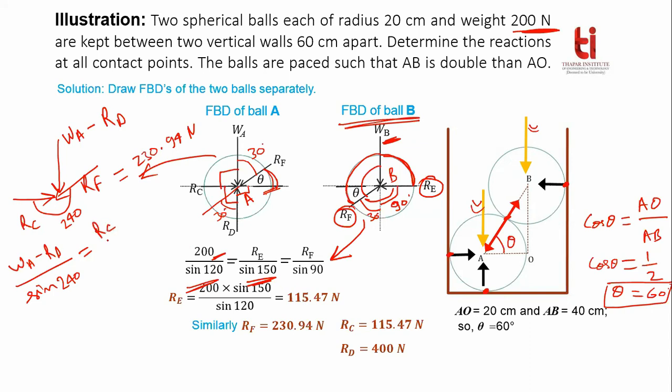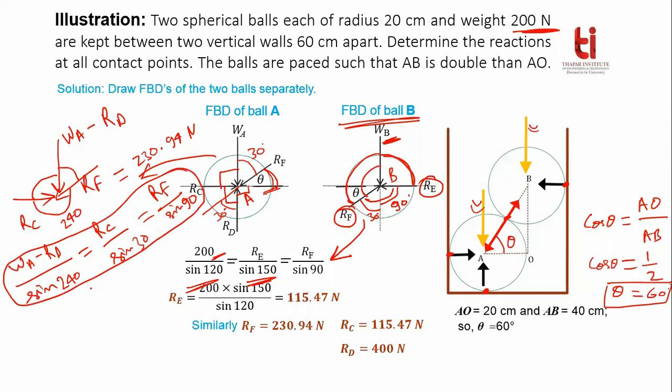Then another will be RC divided by this angle. This angle is 30 degree, so sine 30 equals this RF, RF is given, divided by this angle, which is sine 90. So you have the sine formula. Just solve it and you will get RC equal to 115, RD equal to 4.